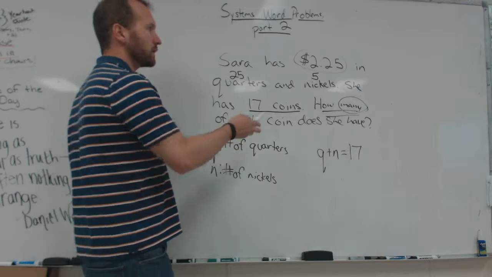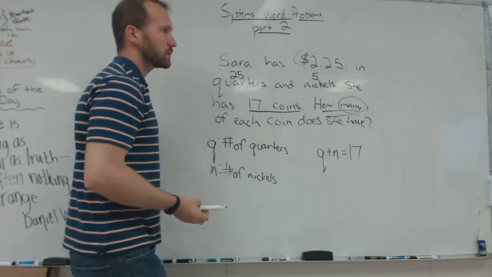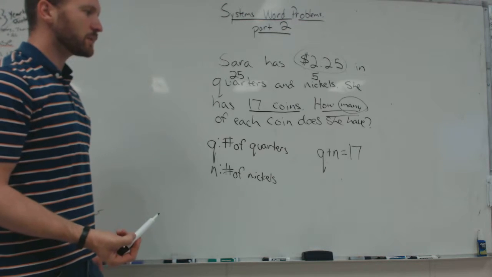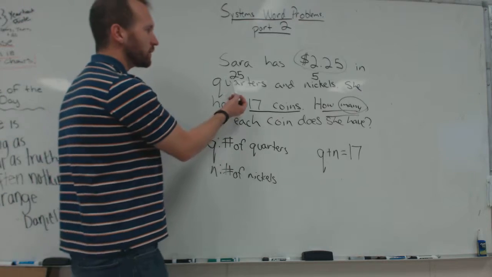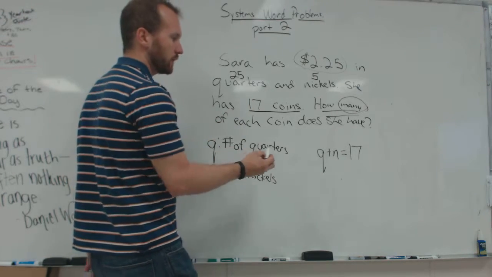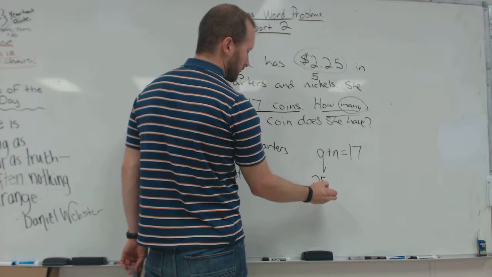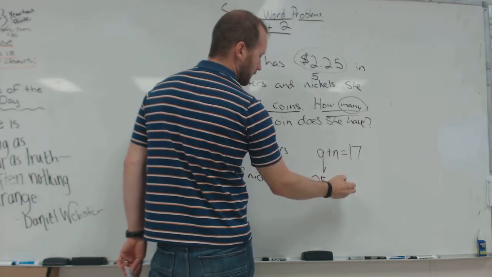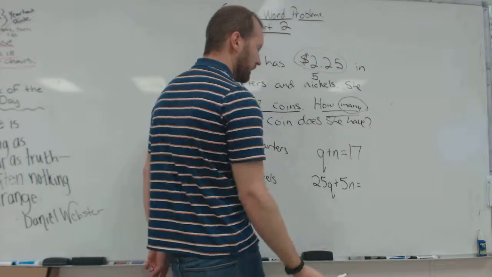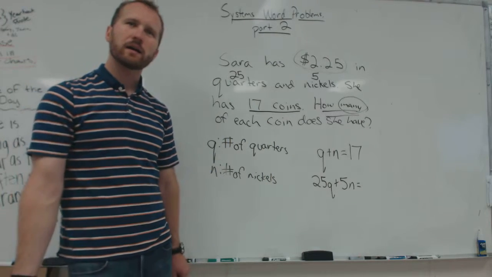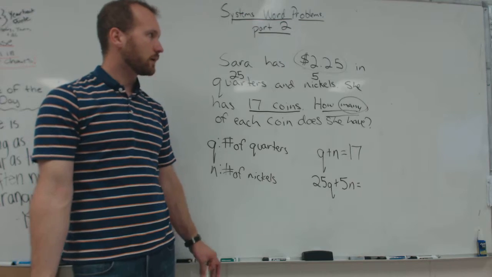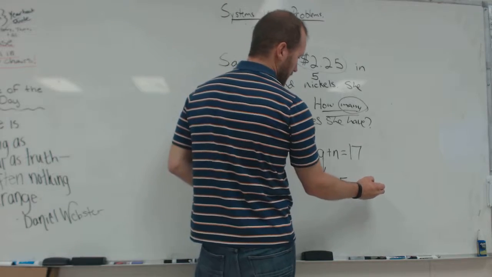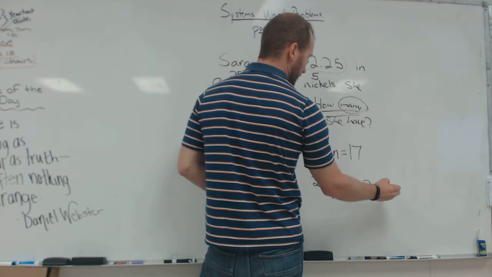So for our second equation, we're going to use the money, the amount of dollars or cents that she has. We're going to set up this equation just like we set up the flowers one. The number of quarters times 25, that's the value of all her quarters, plus the number of nickels times 5, that's the value of all her nickels. This has to equal what? The total amount of money she has. 225, like that, right?